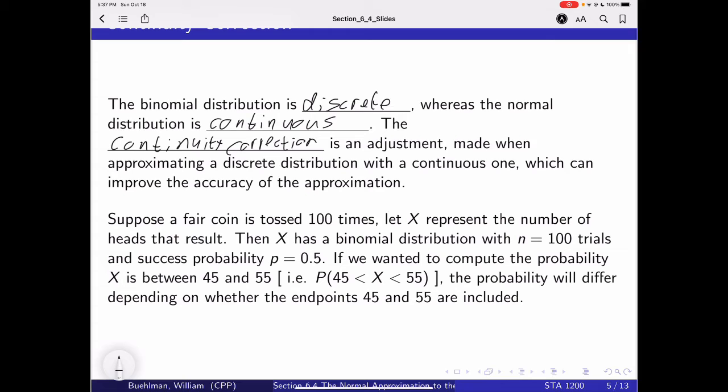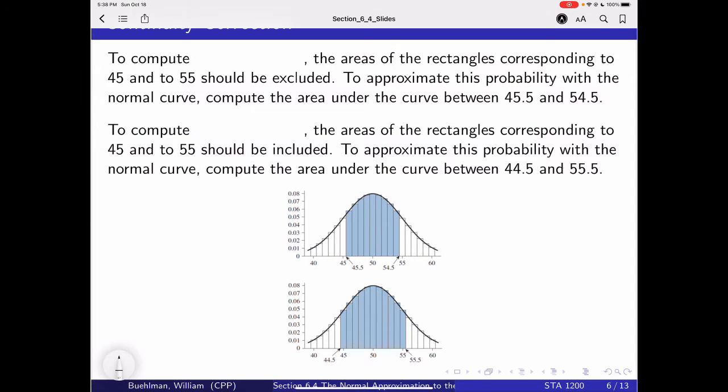Let x represent the number of heads that result. Then x has a binomial distribution with n equal to 100 and success probability p of 0.5. If we want to compute the probability that x is between 45 and 55, the probability will differ depending on whether the endpoints 45 or 55 are included. To compute the probability that 45 is less than x is less than 55, the areas of the rectangles corresponding to 45 and 55 should be excluded.